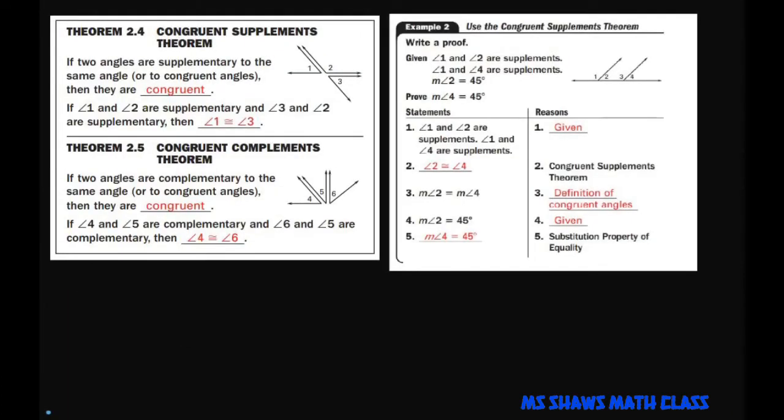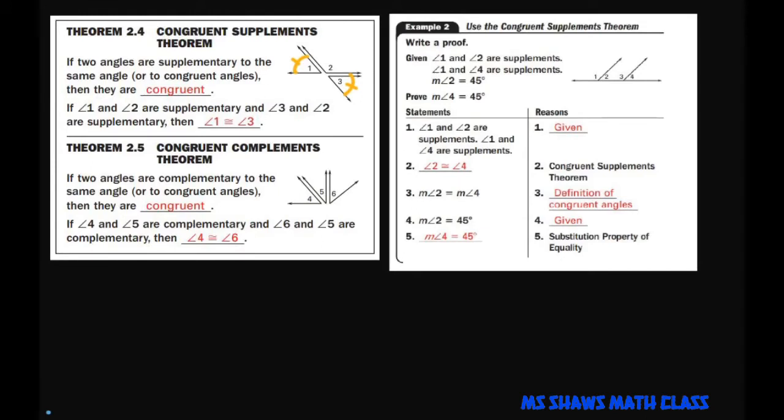All right, we have two more theorems. The congruent supplements theorem is basically saying if two angles are supplementary to the same angle or to congruent angles, then they are congruent. So if angle 1 and 2 are supplementary and angle 3 and 2 are supplementary, then angle 1 is congruent to angle 3.